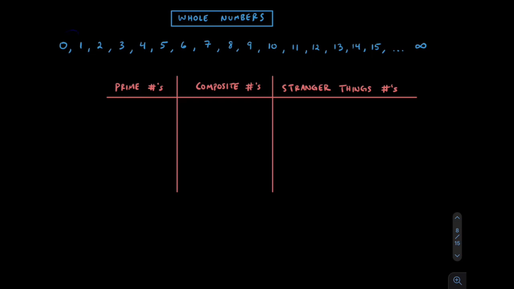Let's get the first two out of the way. 0 and 1 are the only two numbers that fit into the Stranger Things numbers category that behave a little differently than all the other numbers that are higher than it. The reason why 0 is a little bit strange is because 0 has infinite factors. 0 times anything is going to be 0. The reason why 1 is a little strange is because it only has one factor, 1. Now that we got the two strange numbers out of the way, let's talk about the rest of them.